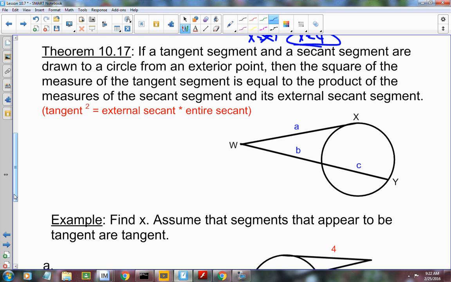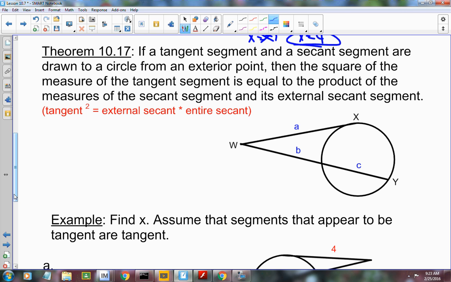All right, now, here's another problem, okay? This time, instead of two secants, we've got a tangent and a secant, okay? And I'm going to read this, and then we're going to put it into English, okay? It says, if a tangent segment and a secant segment are drawn to a circle from an exterior point, then the square of the tangent segment is equal to the product of the measures of the secant segment and its external secant segment. So basically, what you take is the tangent segment and you square it, and that's equal to, just like we did above, the outside part times the whole thing, okay?